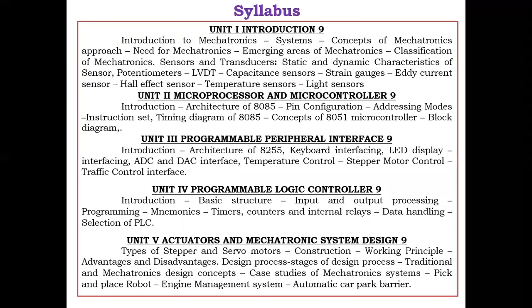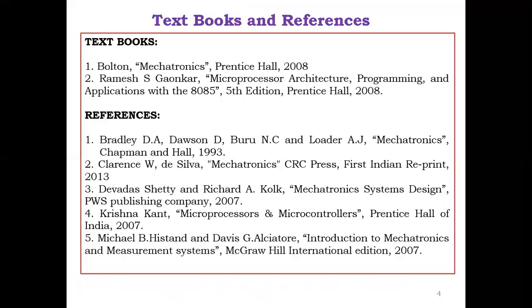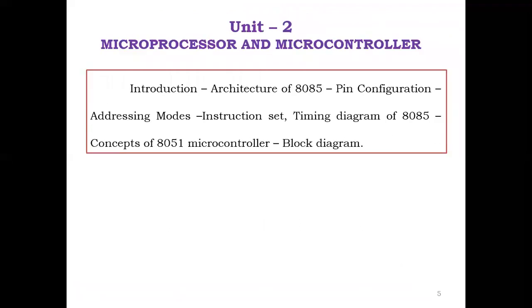Last chapter we discussed unit number 1. Now we are going to discuss unit number 2, microprocessor and microcontroller. In this chapter we are going to discuss the introduction of microprocessor and microcontroller, then the architecture of 8085. This is the textbook and the reference for microprocessor and microcontroller. So this is unit 2.